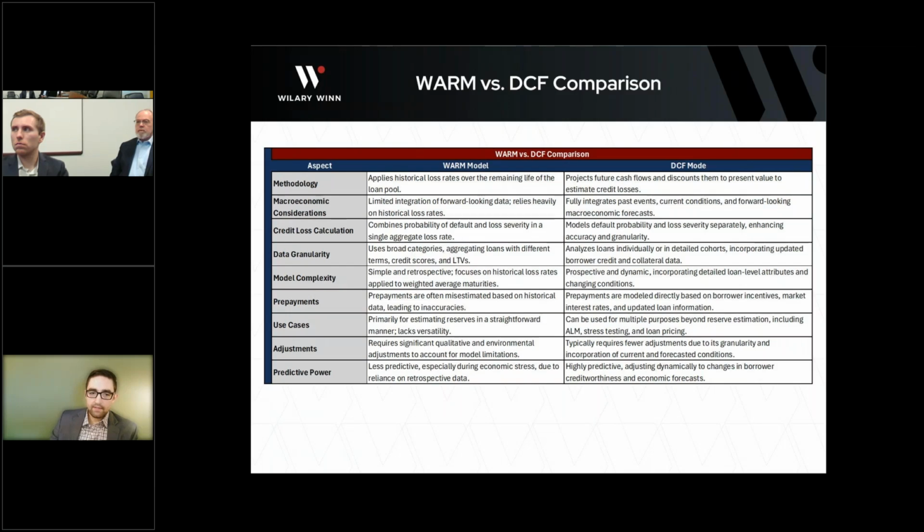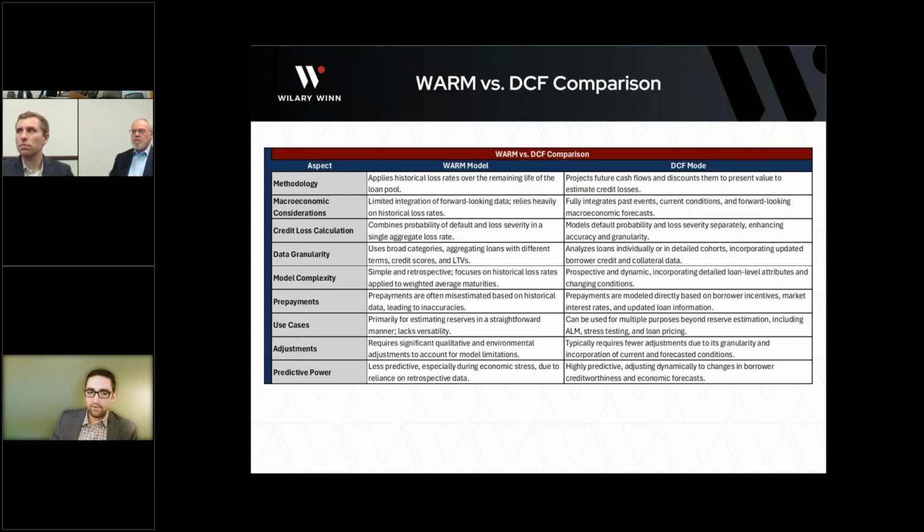Second to last, we have adjustments. So WARM, again, you need a lot of Q factors to make up for the limitations. If you have a really strong team that's really apprised of what's going on in the world and at the financial institution, you can do a great job with Q factors. Majority of the time, there's not enough effort or time or emphasis placed on where those Q factors come from, how to calculate them, and how to actually incorporate them to get a realistic reserve. So with discounted cash flow, since you're modeling those risk factors directly into the guts of the model, you need fewer external adjustments.